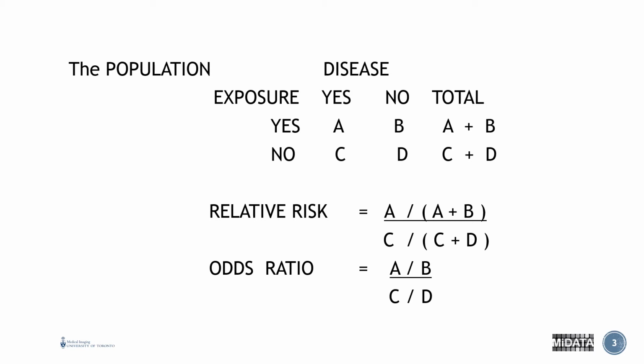Okay, let's start with a refresher. So here's a typical contingency table. We're interested in the association between a given exposure and a disease in the population. In order to calculate the relative risk, we're going to be comparing the risk of having the disease following exposure versus the risk of having disease following no exposure.